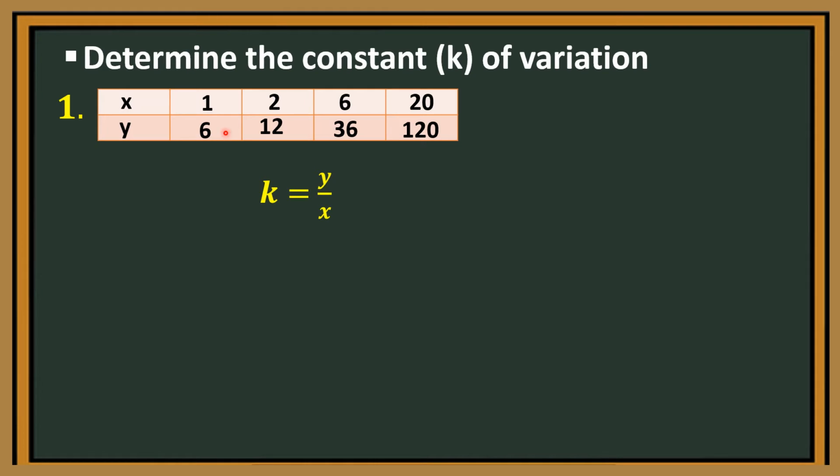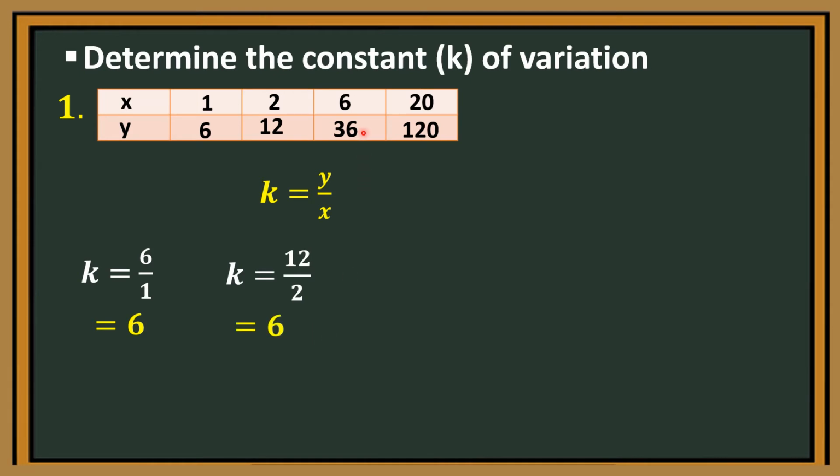First column, the value of y is 6, and x is 1. So k is equal to 6 over 1. Always remember, the numerator is your y, and the denominator is your x. Then divide, that is 6. Let's go to the second column. Value of y is 12, value of x is 2. So k is equal to 12 over 2, or 12 divided by 2. Therefore, the constant is 6.